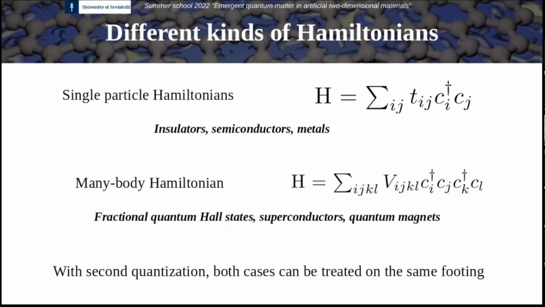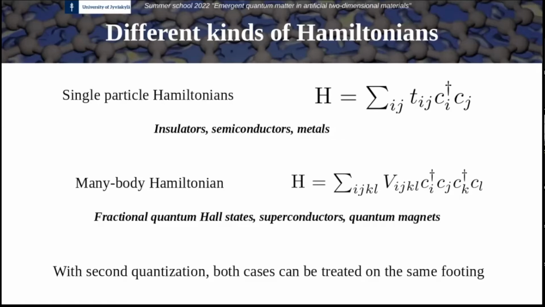In short, the only thing that we need to do to solve those Hamiltonians is to diagonalize the matrix T ij. If you diagonalize that matrix, then you can automatically write the Hamiltonian in the diagonal basis, where the eigenvalues of your Hamiltonian are just the eigenvalues of the matrix T ij.